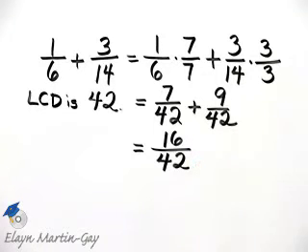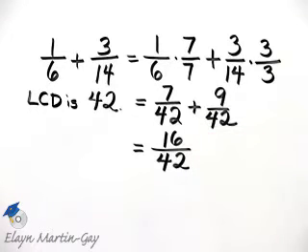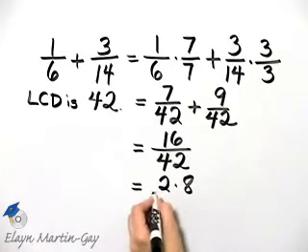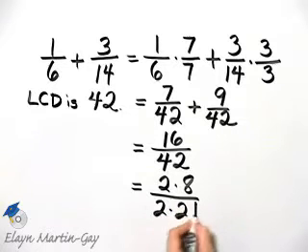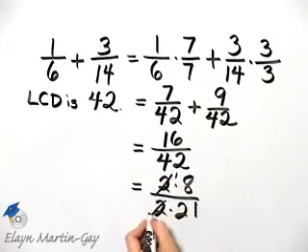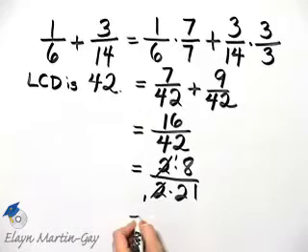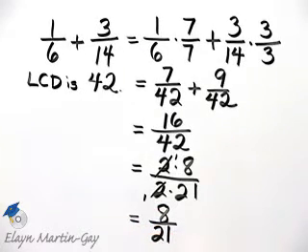Can this be simplified? Well, the answer is yes, because I know 16 and 42 have a common factor of 2, so I can write 16 as 2 times 8, and I can write 42 as 2 times 21, and then you see these common factors divide out, or in essence we're removing a factor of 1. So I have finally then 8 over 21 as my sum in simplest form.